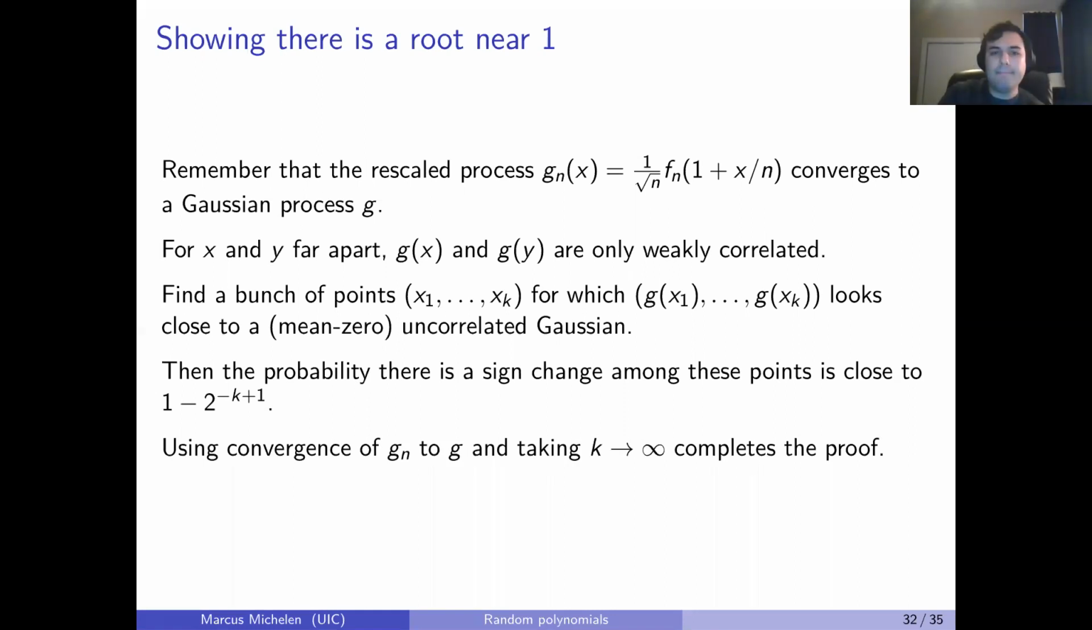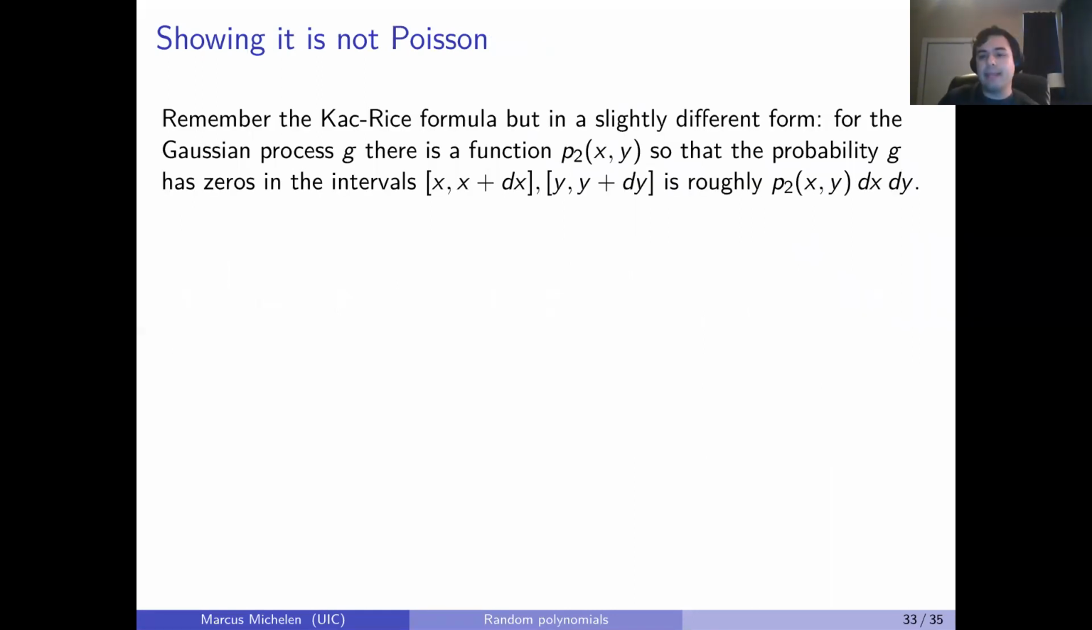So now, all that's remaining is understanding the non-Poissonian behavior of these real roots once I rescale. Let's recall what Kac-Rice says. It says if I look at two small intervals, and I look at the probability I have a 0 in each of these two intervals, it's some function p2(x,y) times roughly the widths of these intervals.